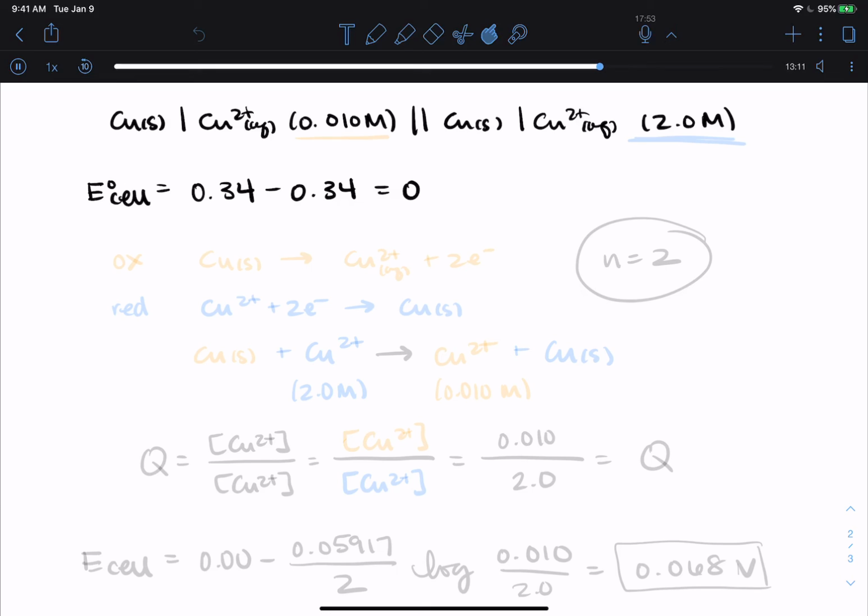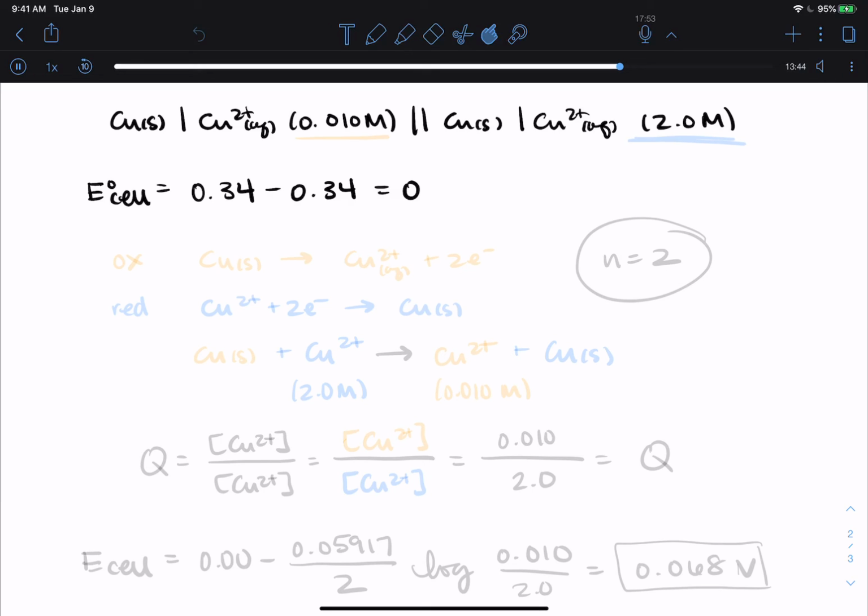But now I have concentration differences. So we need non-standard conditions because we're not at 1 molar. And in the Nernst equation, I've now got my standard cell potential. What I will have to figure out is the n value, the number of electrons in the balanced reaction, and the reaction quotient. So let's write out this reaction.